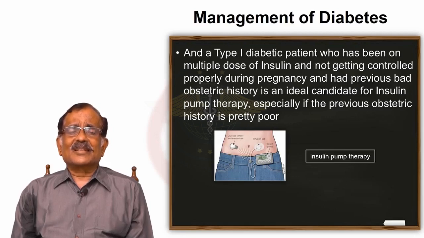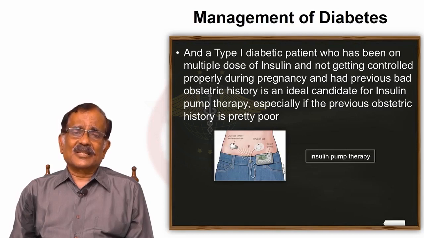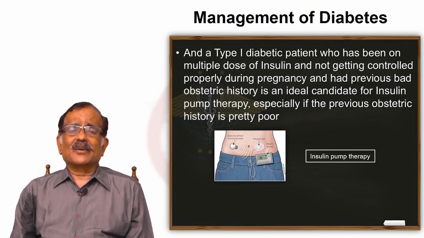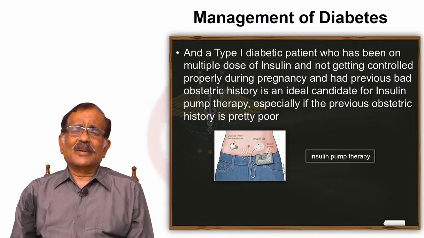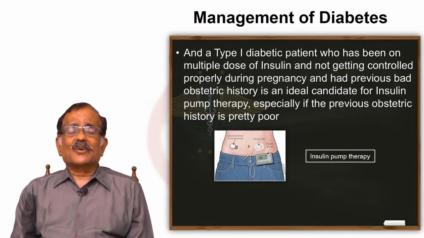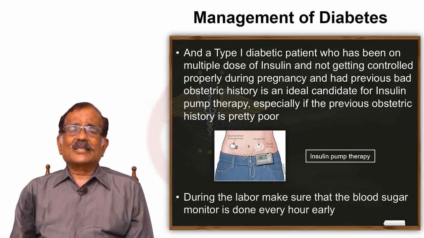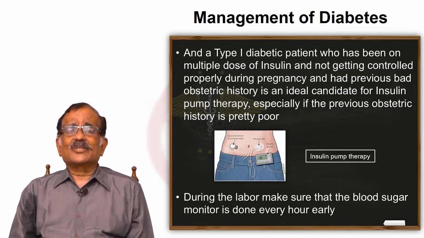We have done that in the past, giving a pump for the first time in pregnancy for getting tight control and good obstetric outcomes in that patient. With all these things, the gynecologist will be monitoring the growth of the fetus, the head, and the amniotic fluid volume, seeing the patient's other health parameters. And if everything goes well and you control tightly, the patient can go in for normal labor at the expected time. During labor, make sure that blood sugar monitoring is done hourly and the dose of insulin adjusted.